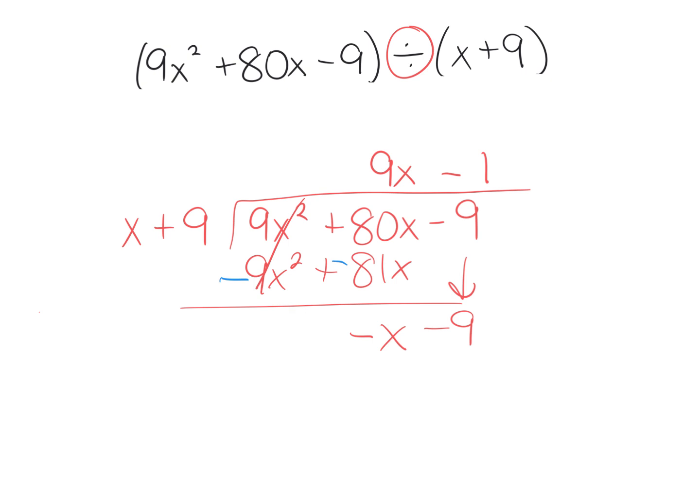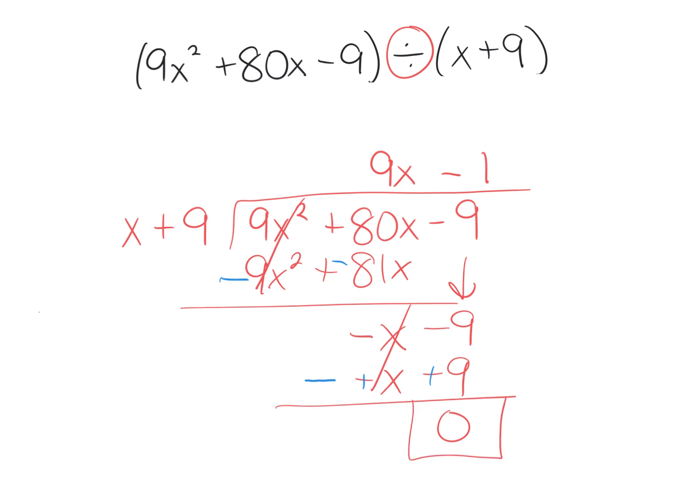So what's negative 1 times x? Negative x, and you know you did it right because they match. What's negative 1 times 9? Negative 9. What do I do in the middle? Subtract. So go through, change all the signs. What happens to the x's? Cancel out. What's negative 9 plus 9? 0. What do I want you to do with that? Box it.